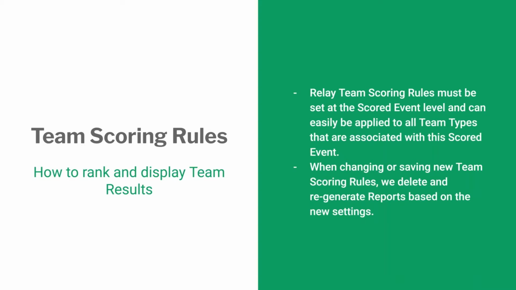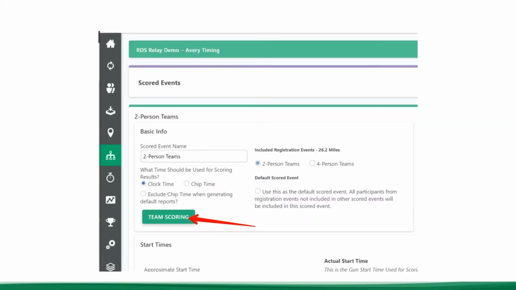So in the scored event setup, you see a team scoring button, and that will allow you to say, hey, for all of these team types within this scored event, I'm going to apply all of these rules to them. And when you do that, when you change or save new team scoring rules, we actually delete and regenerate all the reports based on these settings you set up here. So I'm going to walk through a little bit more on those default reports and how those are all generated in just a minute.